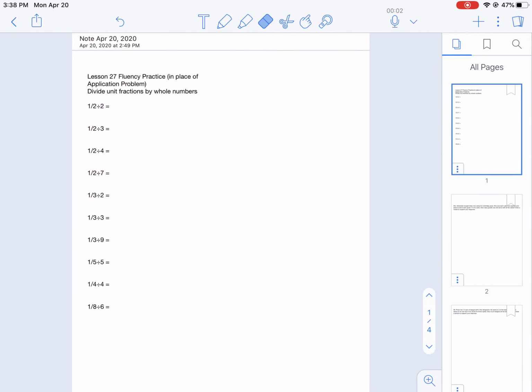Meeks for Lesson 27's Fluency Practice, which is in place of the application problem. You should not have an application problem for Lesson 27. If you do, I don't see it and I don't know what it is, but here we go. We're going to do this fluency practice instead.